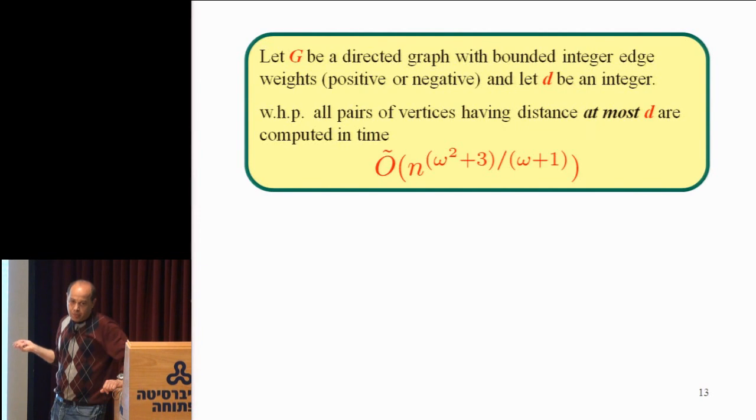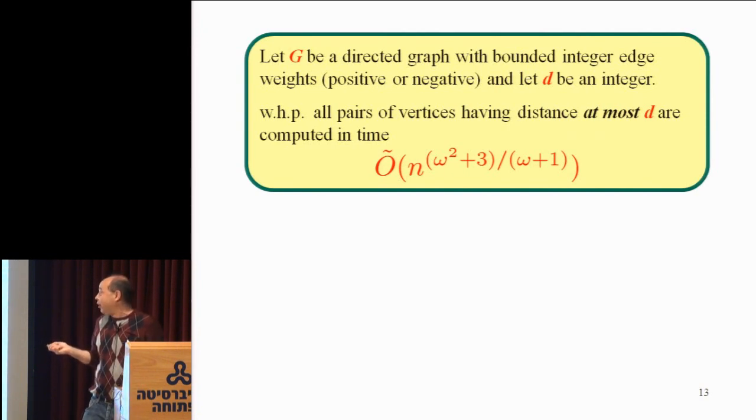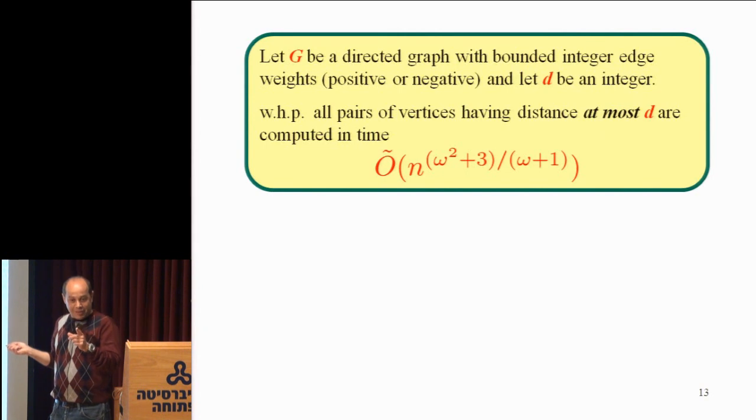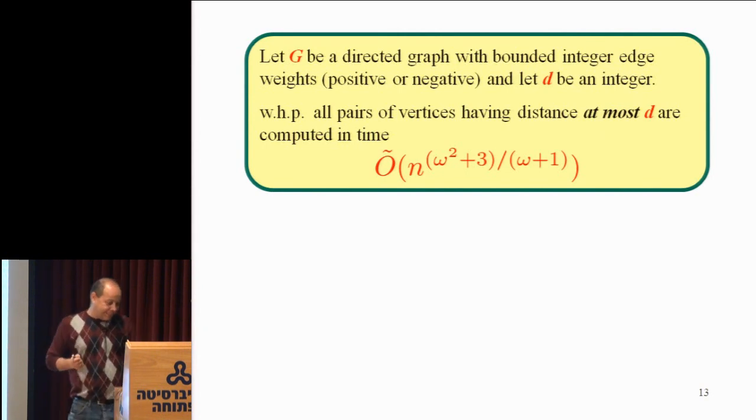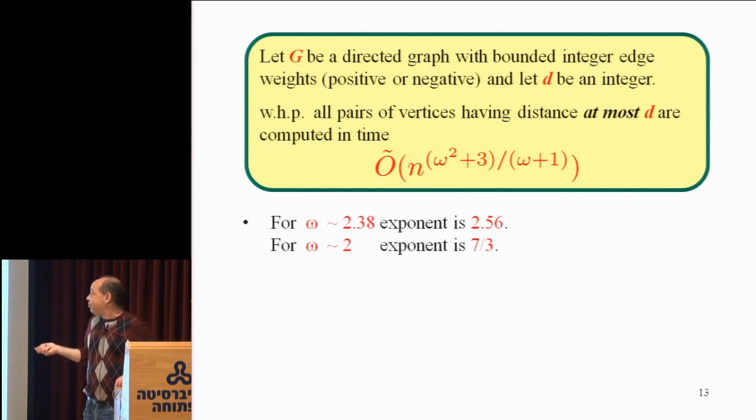Doesn't really matter, this exponent. The point is that it's n to some exponent, and the exponent is some function of the matrix multiplication exponent omega. It is this function as a result of some optimizations that we do. But this is usually the phenomenon in these algorithms: you get n to some power which itself is some function of omega. It is less than 3, or at least a sanity check is to put omega equal 3 and see that you get 3. For example, if we plug in what we know today, omega is 2.38, the exponent will be 2.56. If we are optimistic, then the exponent will be 7 over 3.